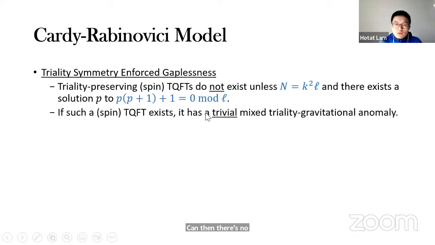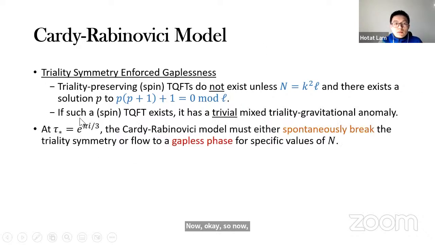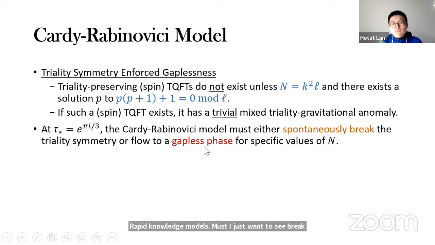The second thing we also prove, which turns out to be extremely useful in this case, is that if this TQFT exists, then it must have a trivial mixed triality and gravitational anomaly. Okay, so now using this, we can actually make some real statements. So at the triality points, the Cardy-Rabinovici models must either spontaneously break the triality symmetry or flow to a gapless phase for some very specific n that I listed here that satisfy these conditions.